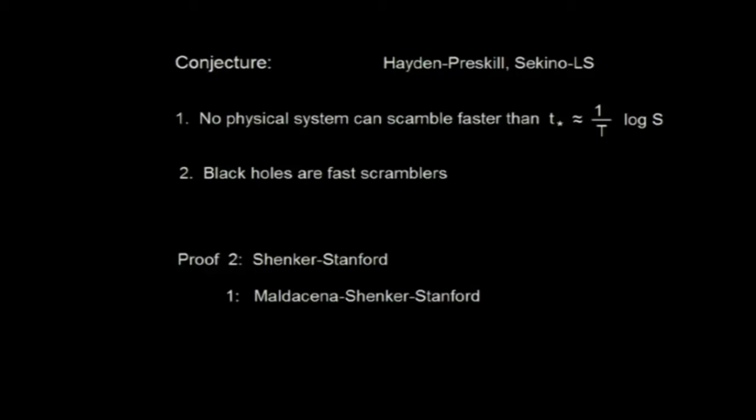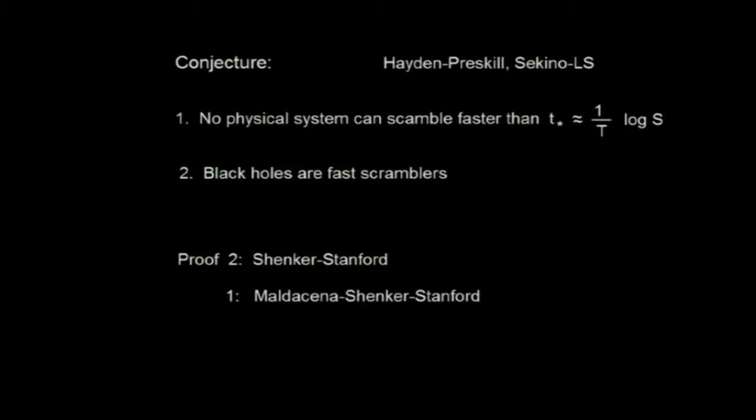It was a conjecture. The conjecture was originally due to some combination of Hayden and Preskill, and myself and Sekino. And the conjecture had two parts. It went as follows. No physical system can scramble faster than the contagion model, than the shaking hands model. The fastest that it does, the shortest time that it can take to completely scramble a system of S degrees of freedom is 1 over T times log S. That was a conjecture.